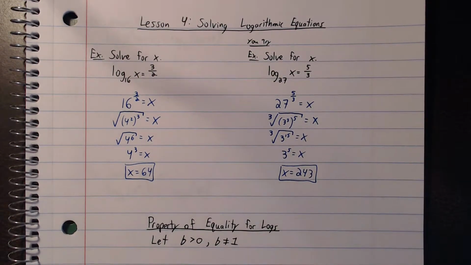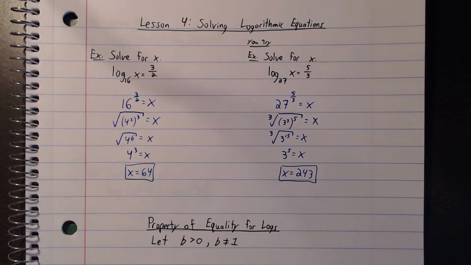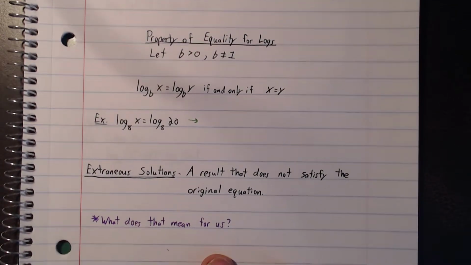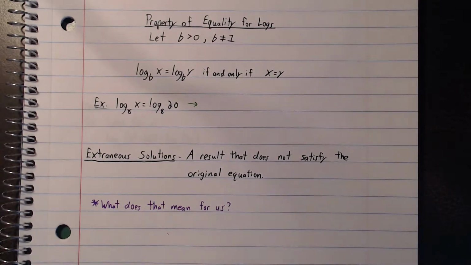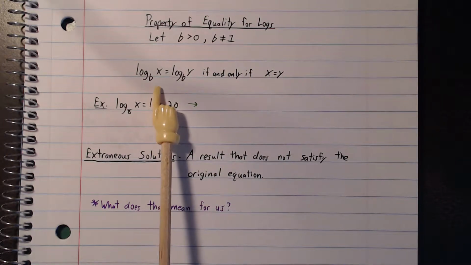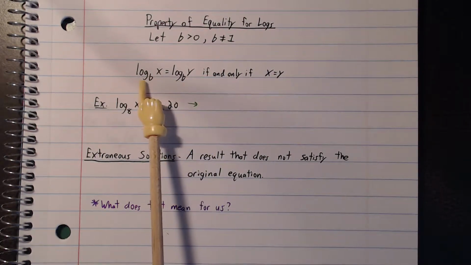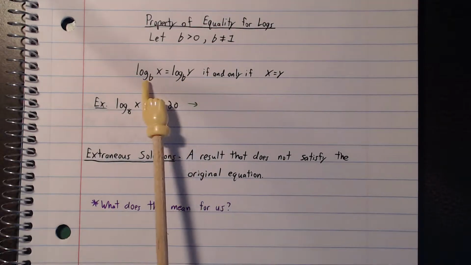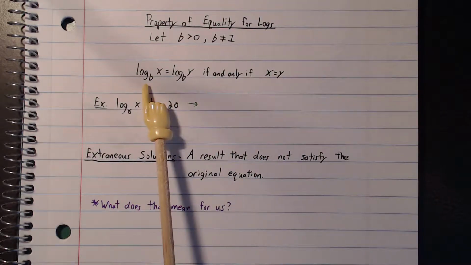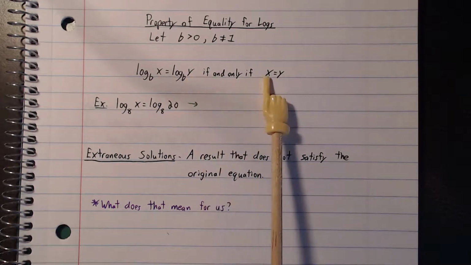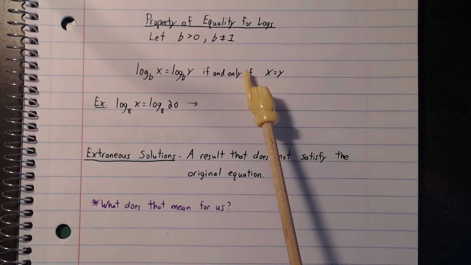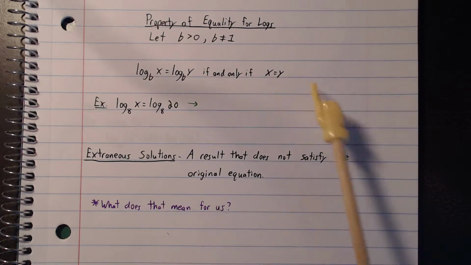Okay, but that's as far as solving those simple logarithmic equations. For more complex ones, we have the property of equality for logs. It tells us that we need to let b be positive and not equal to 1. And if we have the same log base, log base b of x and log base b of y, if they're equal, then that must mean that x is equal to y. We have the same base, so what we're taking the log of would have to be equal. We can also go in the other direction with this. If we have two equal values, we can technically take the log of the same base of both sides.